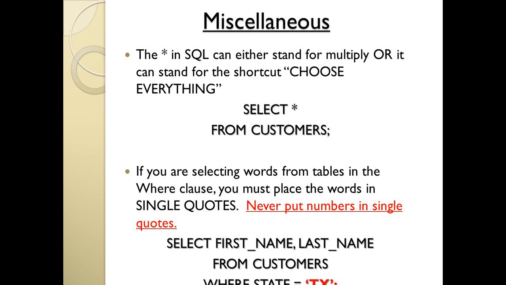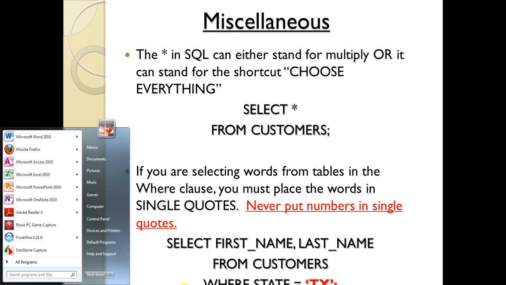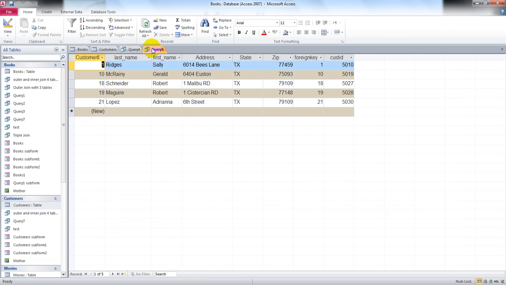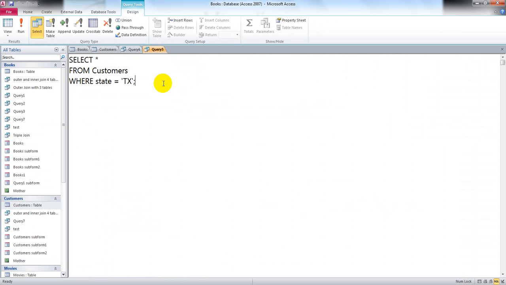All right, but you will notice that, and let me pull up that database again, and go to the SQL view. You will notice that Texas is in single quotes. Every time you are pulling information from a column, and that information is words, you must put it in single quotes, and you need to spell it exactly as it is spelled in the table. If it is instead numbers, then you do not use quotes. Okay?